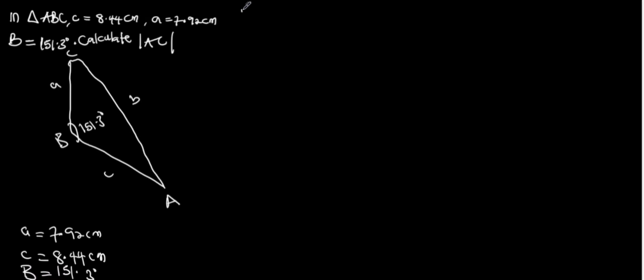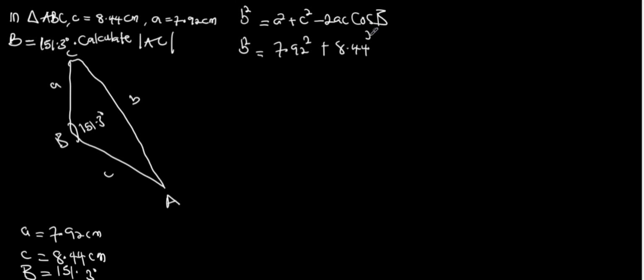And the cosine rule states that B squared, since we are looking for B, equals A squared plus C squared minus 2AC cos B. Which means our B squared is equal to A squared, which is 7.92 squared, plus C, which is 8.44 squared, minus 2 times 7.92 times 8.44 cos 151.3.